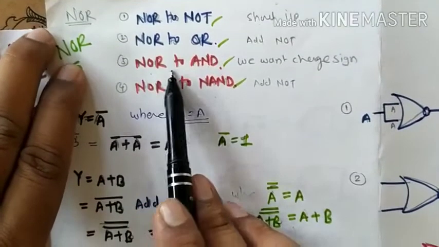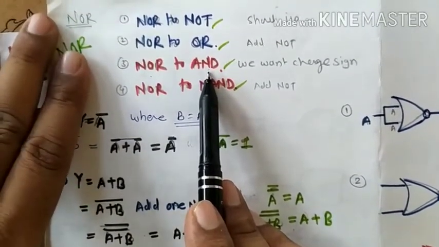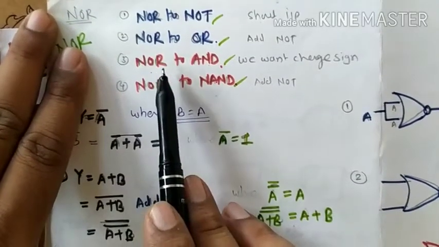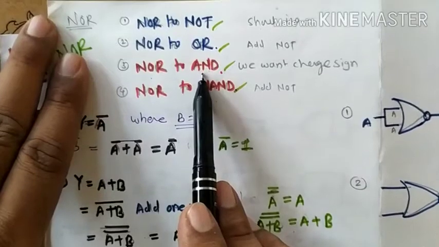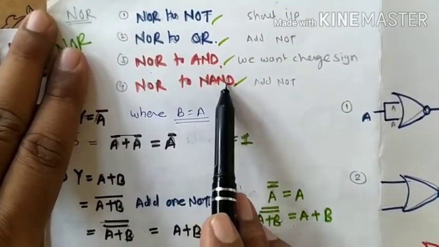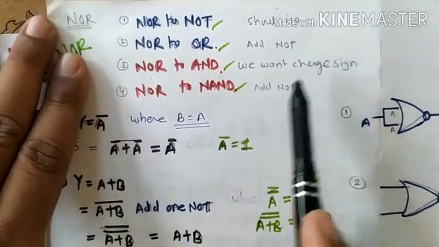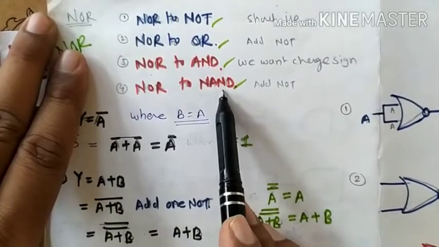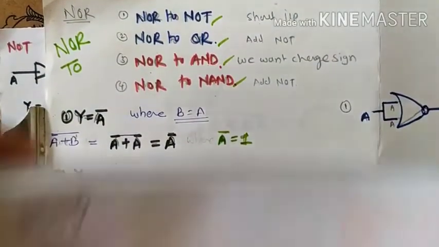See here, NOR to AND is a difficult task, but not that difficult. You just convert your plus sign into a multiplication sign. And if you get an AND gate and you want to implement a NAND gate, then again you implement one NOT gate on that AND gate, and it will become a NAND gate. In this way you have to convert. See the first example step by step.